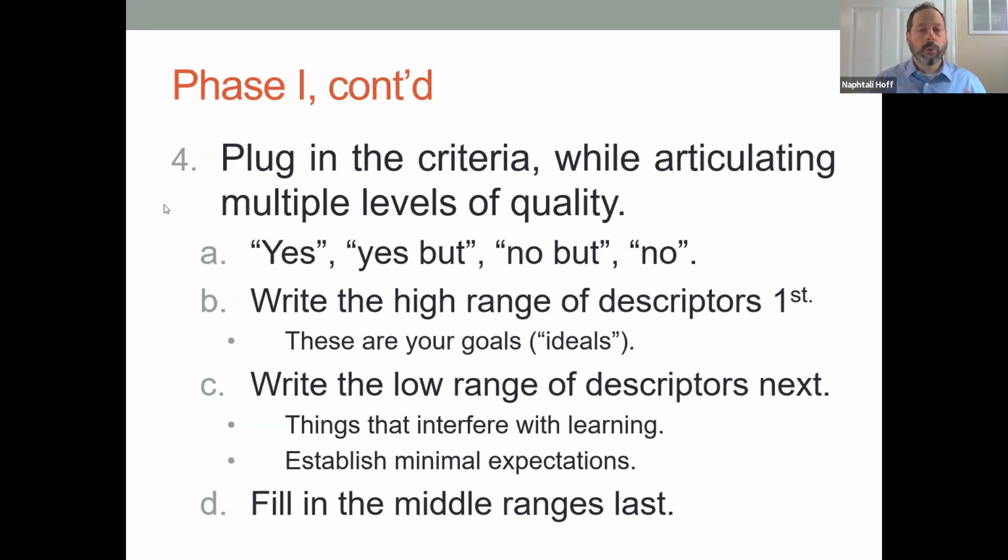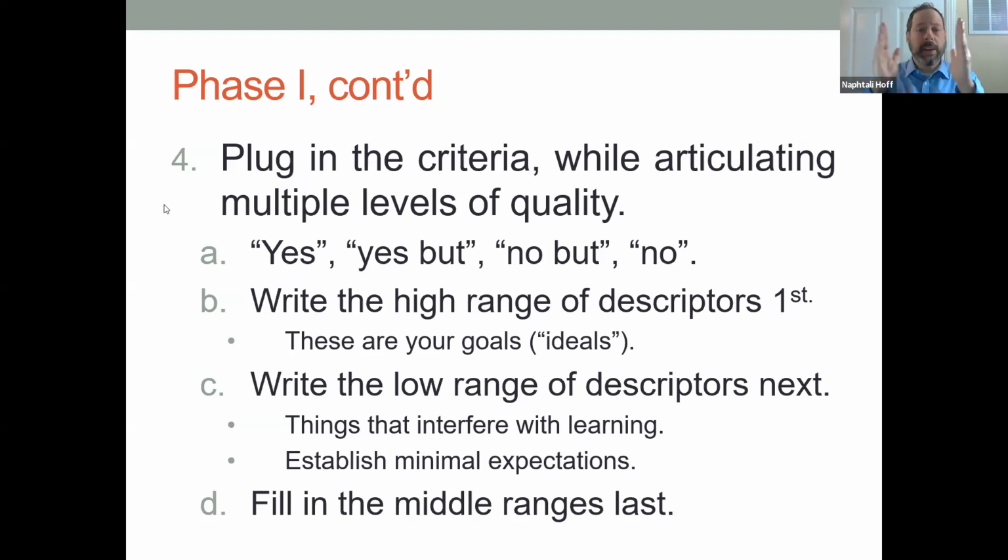Okay, so you want to create a range using the high level first, followed by the low level. So in other words, you've got your extremes, and then you fill in the means. I hope I'm making sense here. So I start with what is the ideal, and then what is abysmal. What is the lowest level that will earn any points? And then once I have the high range of descriptors and the low range of descriptors clearly defined, now I can fill in the middle, whether that's 1 level or 2.